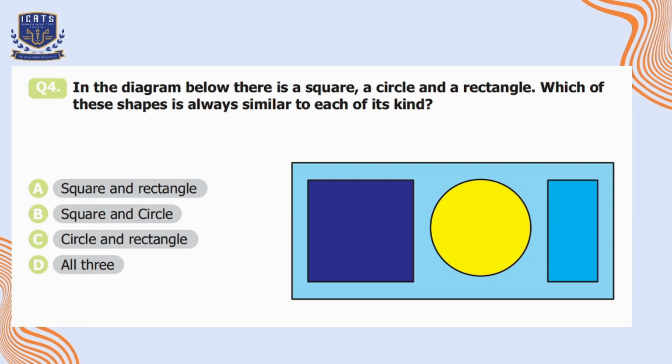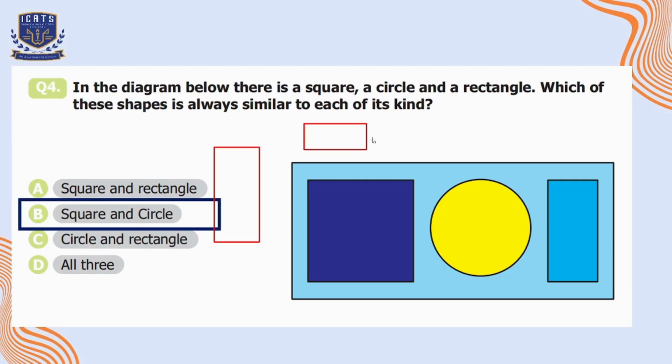But if we talk about rectangles, they are not always similar to each other because the ratio of their length to the width can vary. For example, a rectangle with sides 4 by 2 is not similar to one with sides 6 by 3. Like we can draw different rectangles. So their lengths and widths vary, so they can be different from each other. So here option B is the suitable option. The squares and circles are always similar to each of their kinds.